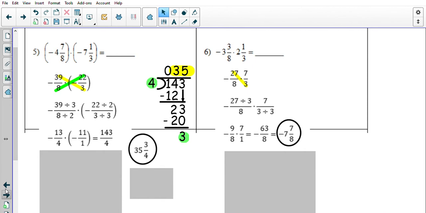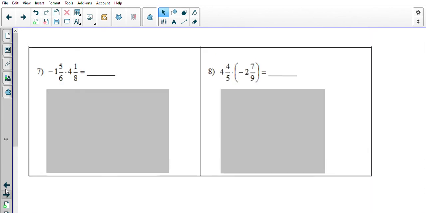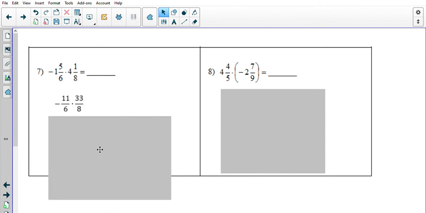All right, we've got 3 more for this video, because we do have one where we're multiplying 3 numbers. So negative 1 and 5/6 and times 4 and 1/8. Let's write those as improper fractions first. Negative 1 and 5/6 will be negative 11/6, and 4 and 1/8 will be 33/8.